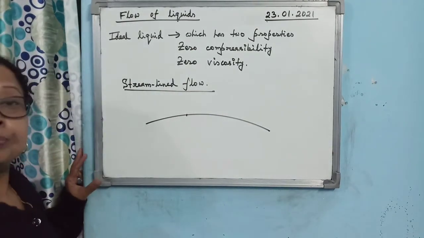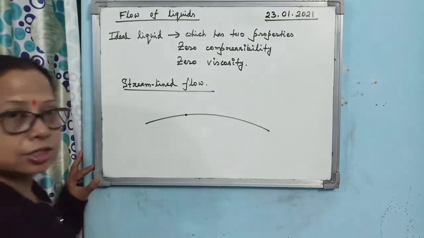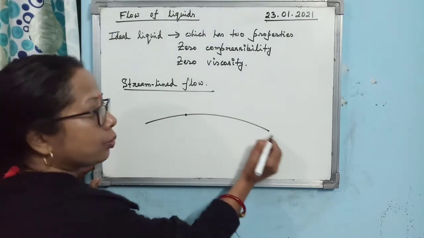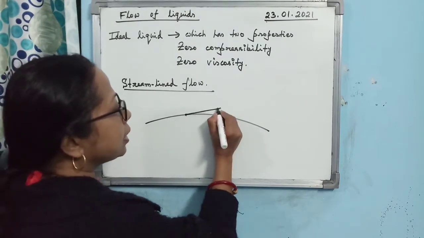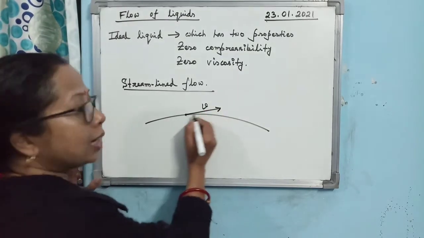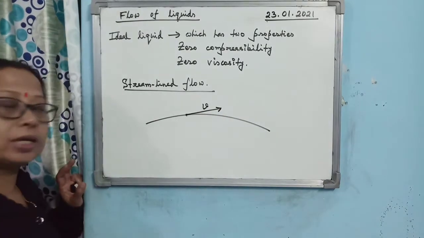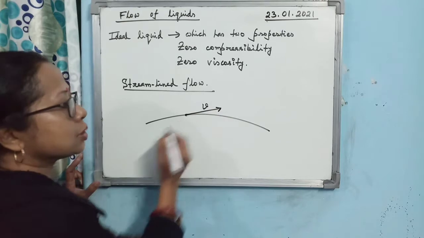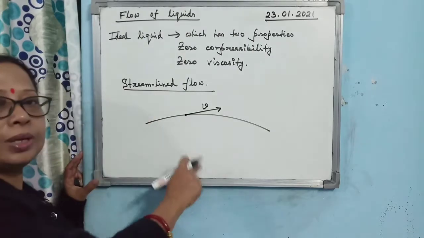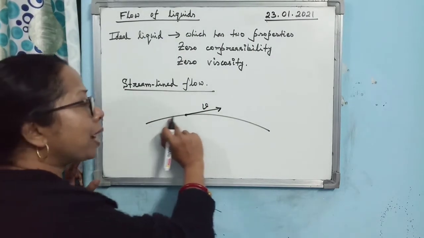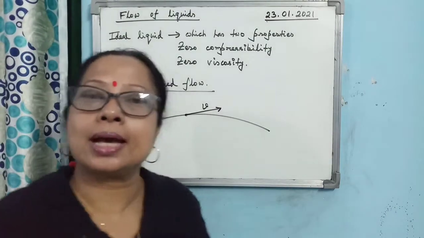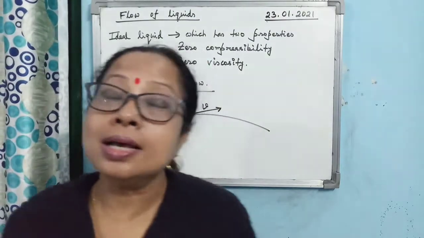And what is the concept behind that? At any point, suppose it is the path along which the liquid is flowing, then at this point, what is the direction of velocity of the liquid particle coming? It will be along the tangent drawn at that point. So you see, suppose the velocity is v at this point. What does it mean? Whenever any liquid particle comes to this point, it will move with the velocity v. Not only that, all the particles move along the same path. Then the flow of the liquid is known as streamlined flow.